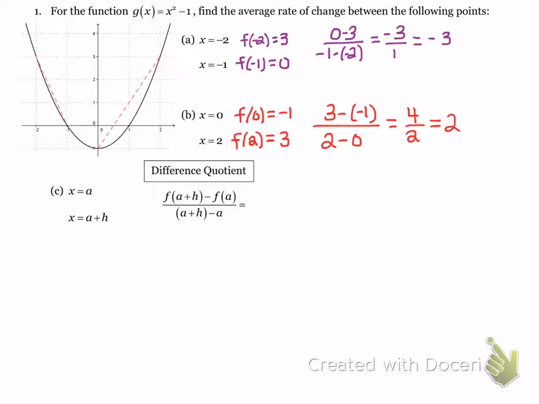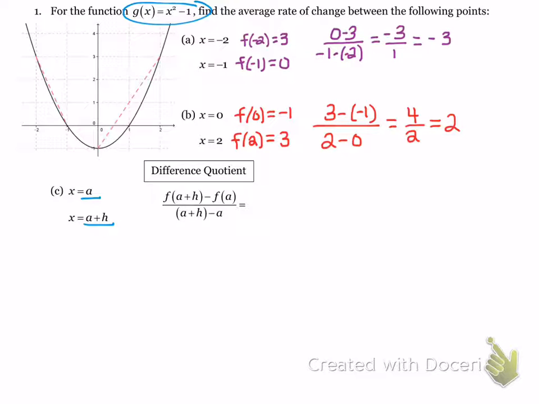Okay, so then we have something called the difference quotient. So all this is saying is, instead of saying that x is a number and we have another number for x, we're going to say let x be a, and then we have the second point, which is a plus h. So just like I just did, I'm going to plug in a plus h up here to this function and subtract it when I plug in a, the second point.